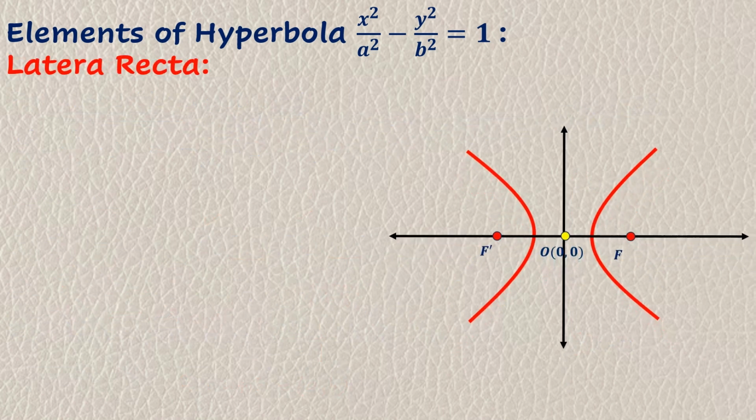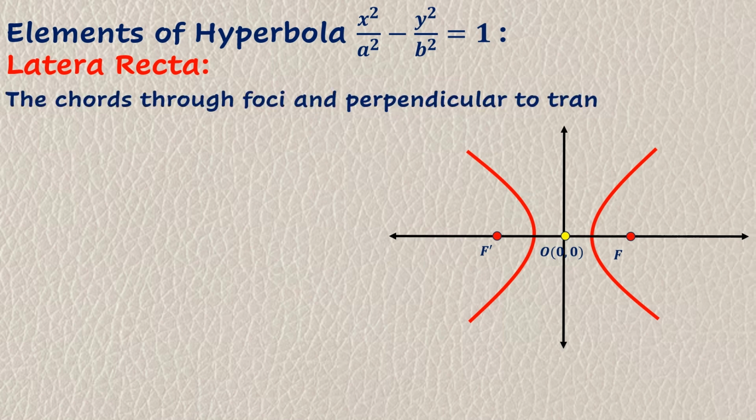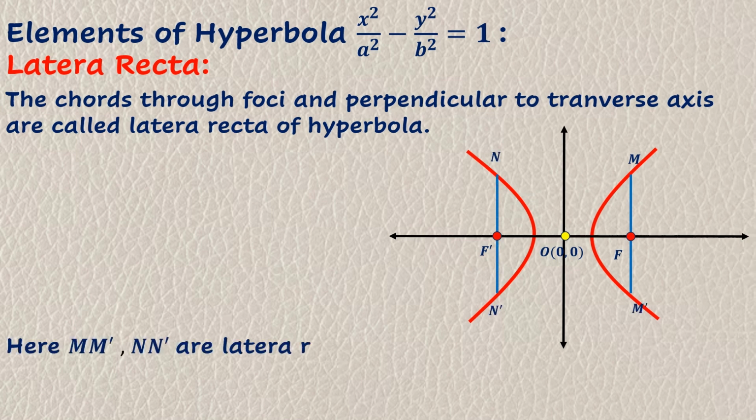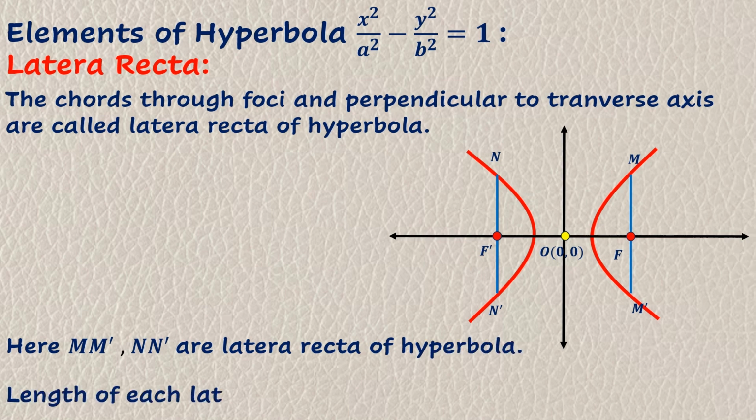Latera recta of hyperbola. Latera recta are the chords passing through foci and perpendicular to transverse axis. And in this figure, MM dash and NN dash are latera recta of hyperbola. The length of each latus rectum is 2b square over a.